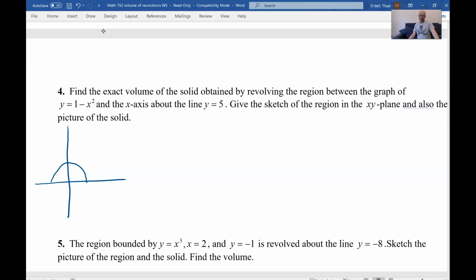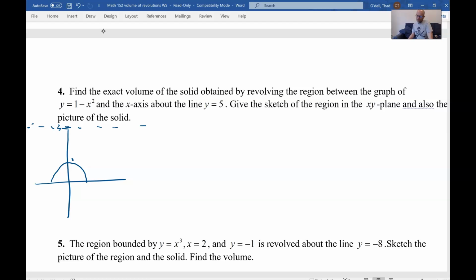about the line y equals 5. So this is 1 right here, and we're going to be way up here at 5. There'll be a line of rotation here. So now we're rotating again, so we're not using the cross-section method anymore. We've got to use either the disk method, the washer method, or the shell method.